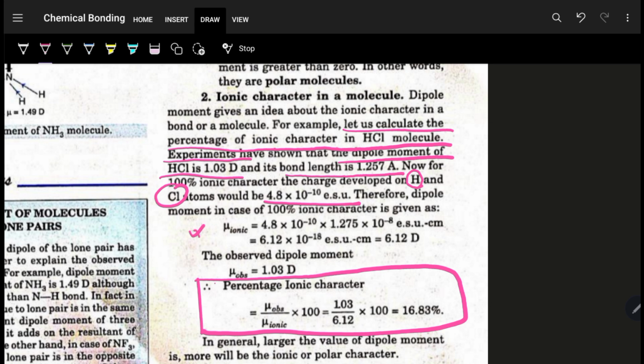So we have done the calculated one, ionic character, how much? It is charge into distance between the charges, and we have got some value. So this is experimental, this is calculated. So experimental by calculated into 100. This is the percent ionic character.